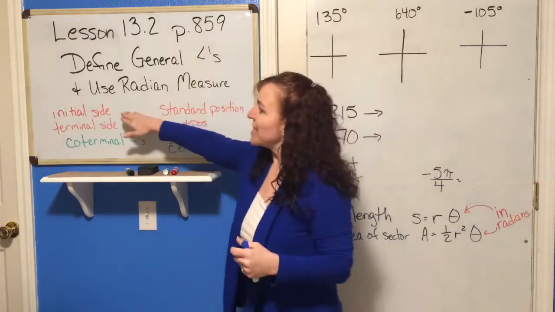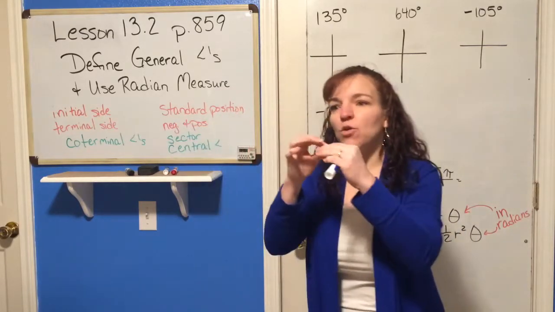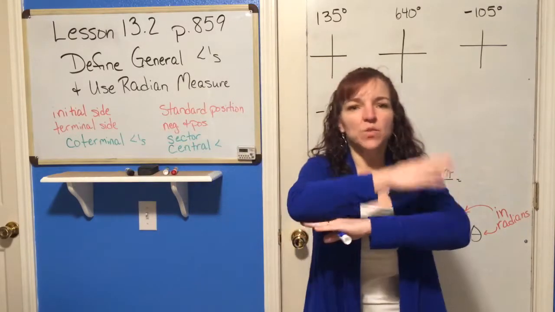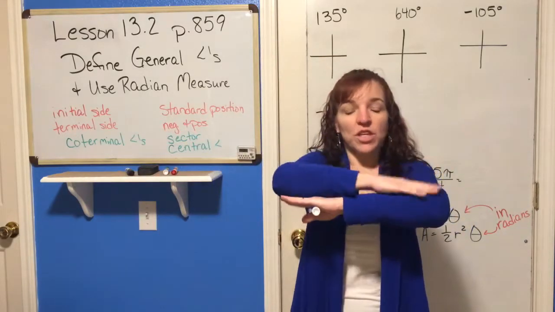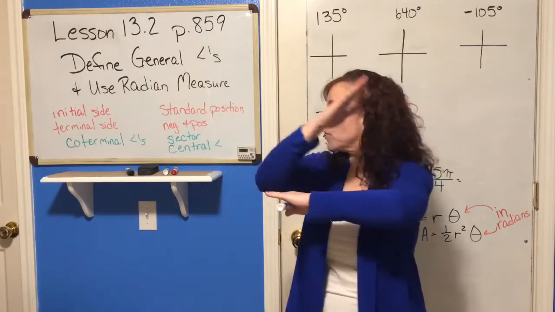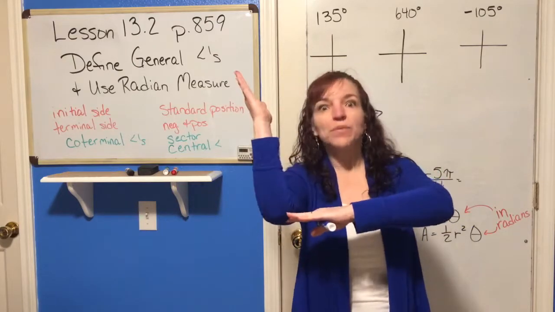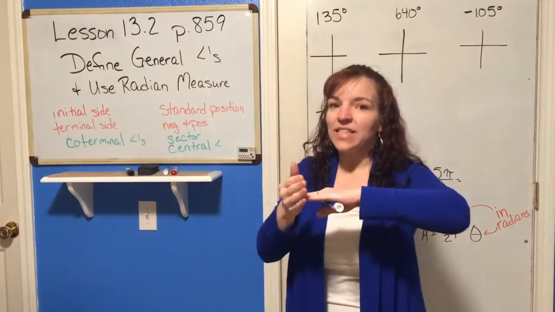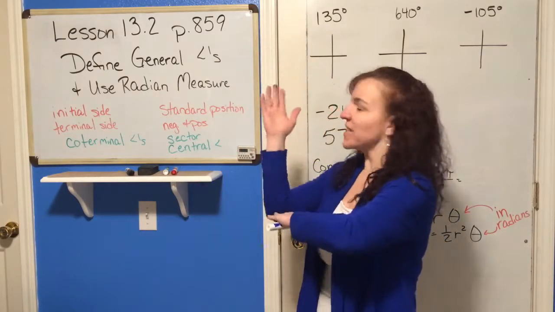So the initial side of the angle is the side that stays where it is, and the terminal side is the one that opens. With an angle, you're opening, and so the initial side is the one that stays, and the terminal side is the one that opens and stops at whatever angle. All right. So the initial side is the static side, and the terminal side is the side that opens.